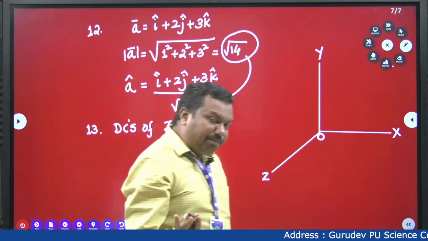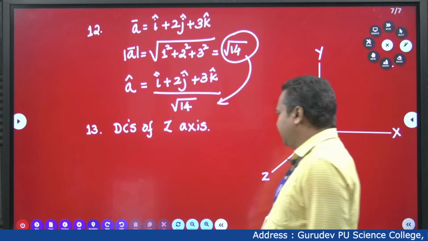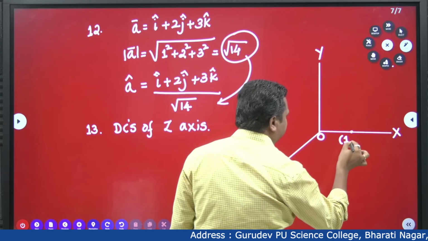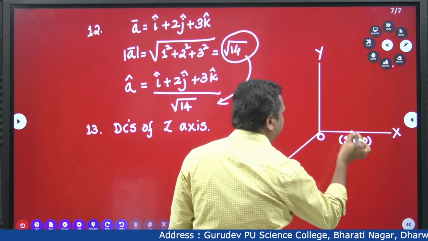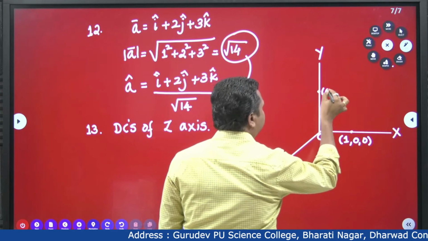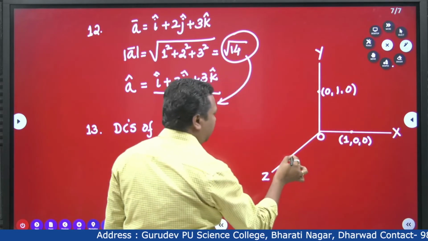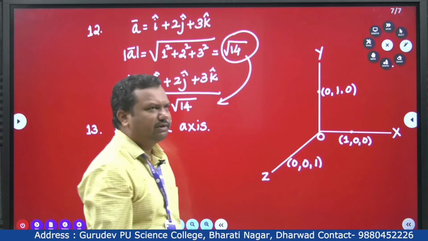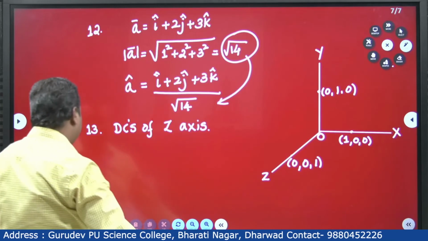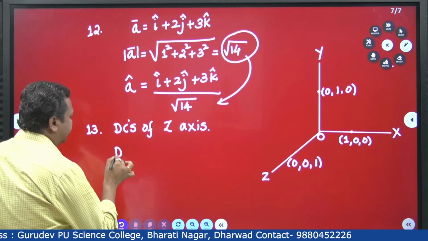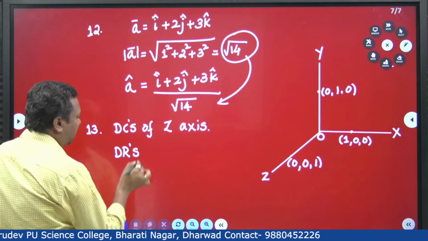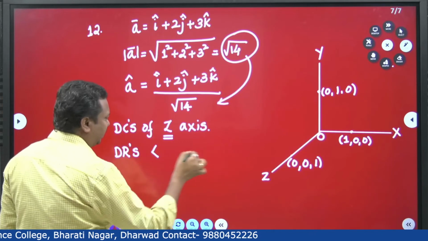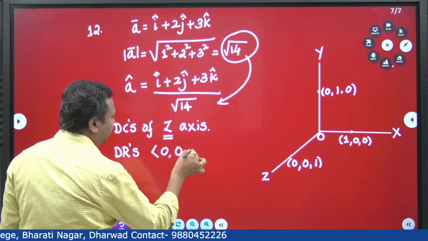So we have studied about the basic unit vectors on the axis. What do you mean by basic unit vectors? Suppose I take any point on the axis, it will have the possible direction ratios 1, 0, 0 along x axis, 0, 1, 0 along y axis, and along z axis we have 0, 0, 1, which is in the form of x comma y comma z. Please observe, I am talking about direction ratios of z axis. What will be the direction ratios? That becomes 0, 0, 1.